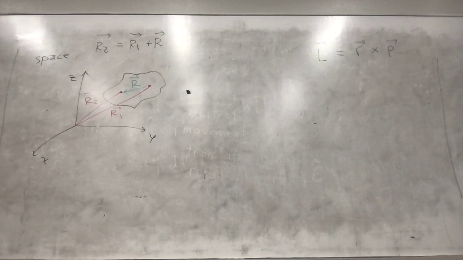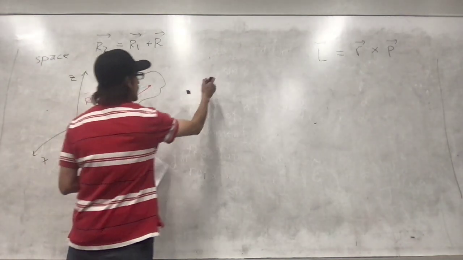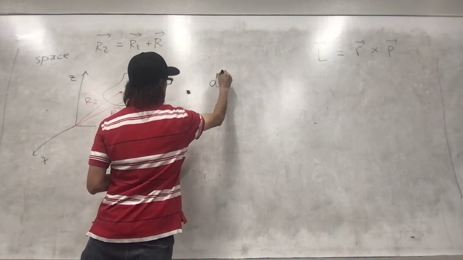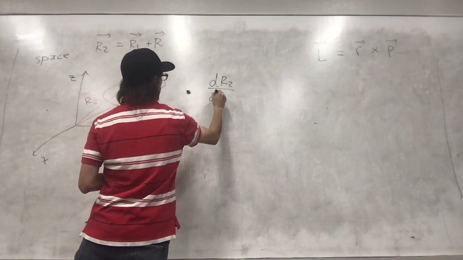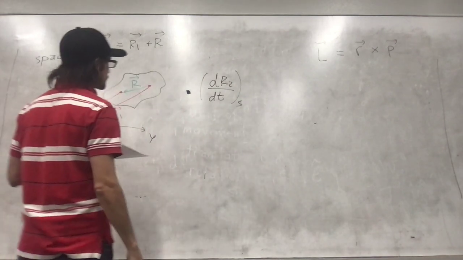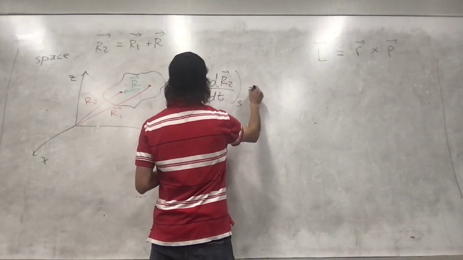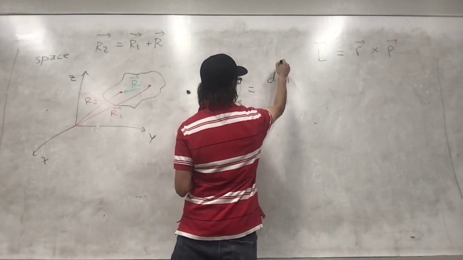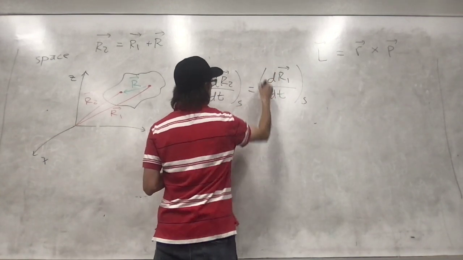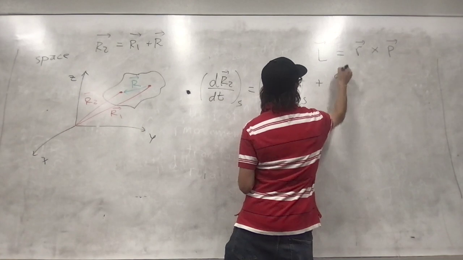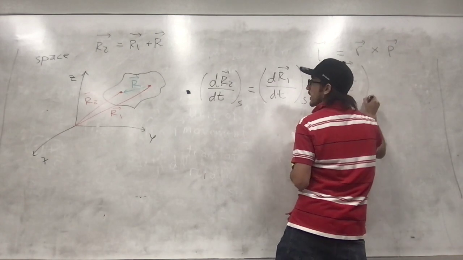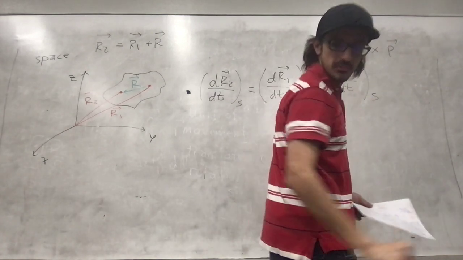All of that is with respect to space. So dr2/dt in space coordinates is equal to dr1/dt in space coordinates plus dr/dt in space coordinates.